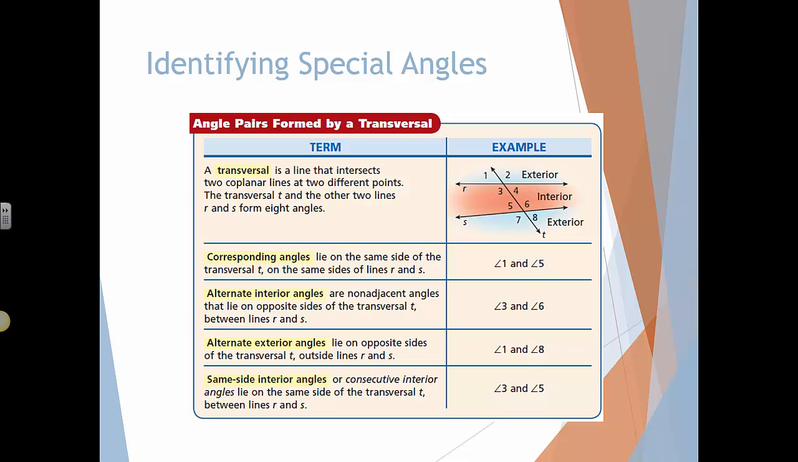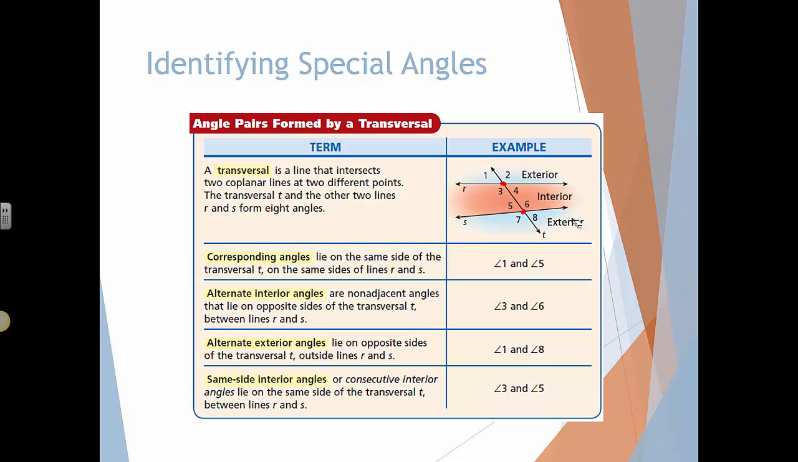Now, along with that, we also have this line called the transversal. And a transversal is just a line that intersects two coplanar lines at two different points. So it intersects that line there and that line there, intersects them at two different points, so that makes it a transversal. And whenever you have two lines and a transversal, 8 different angles are formed, and you can see those 8 angles formed here in the diagram.